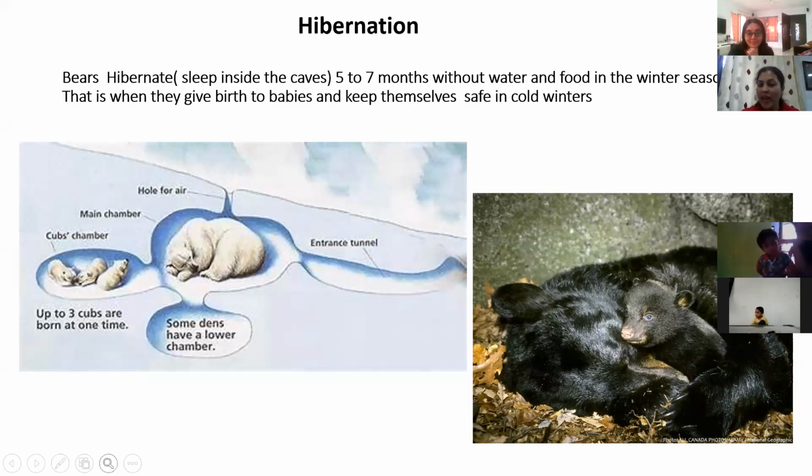Yes, so 8 different types of bears. And what are the bears having? They are having sharp claws, plantigrade paws, non-retractile claws, and they hibernate. They sleep for 5 to 7 months. Okay, this is a little information about the bears.